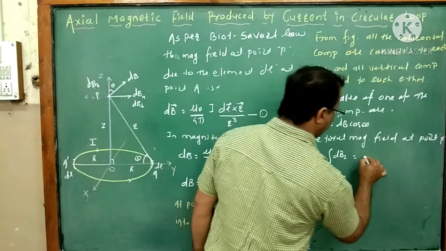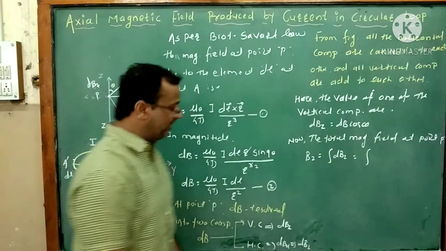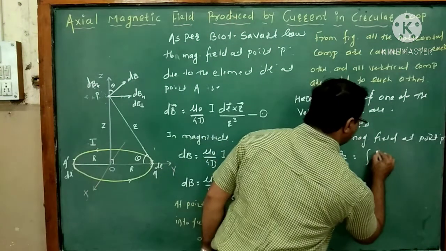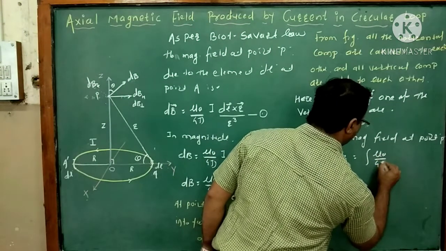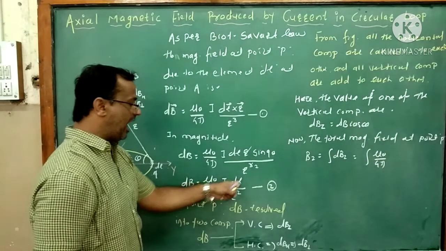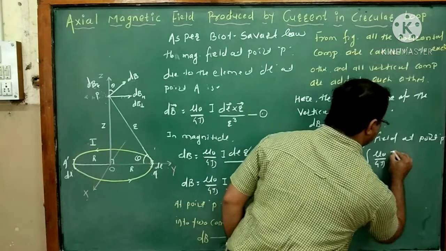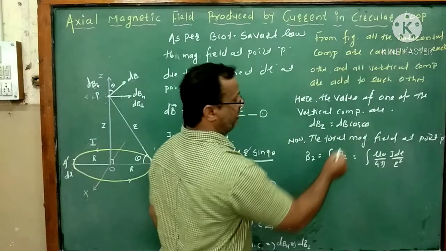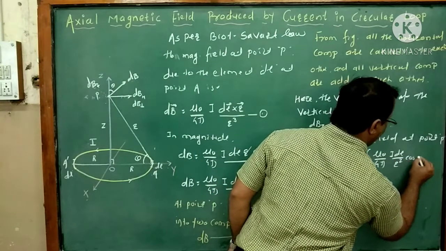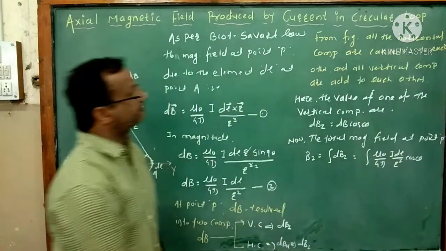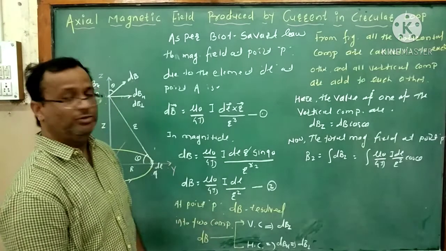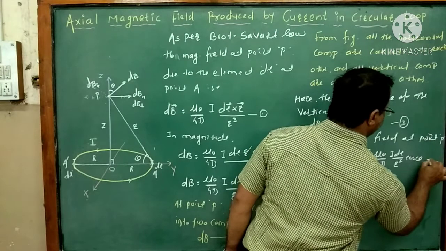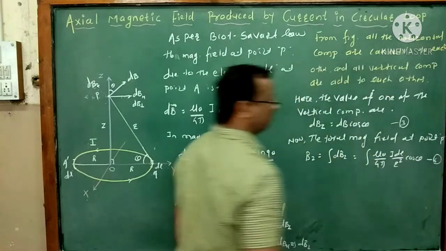So what do you get there? Here the value of dB is simply this one. Now substitute that. So what do you get there? Mu 0 upon 4 pi, again IDL upon R square is as it is, and again this cos theta is also as it is. Now this will be equation number 2, this will be equation number 3, and suppose this will be equation number 4.